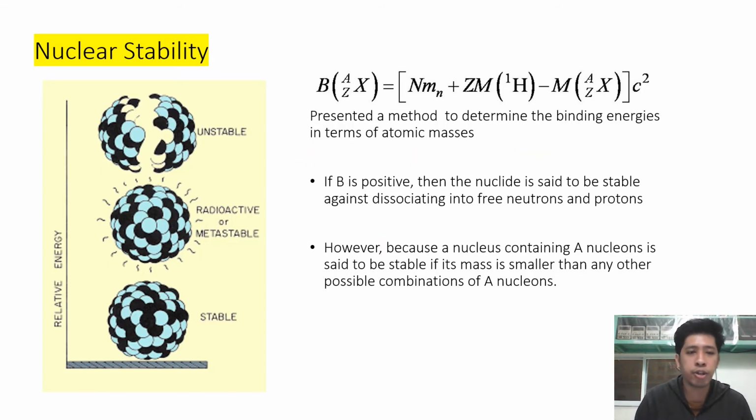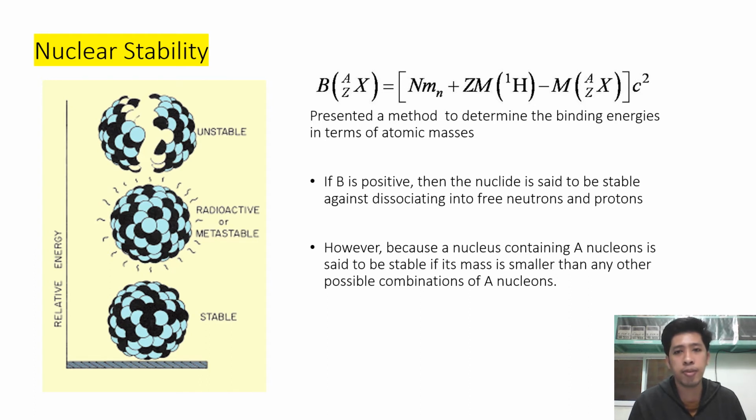Now let's talk about your nuclear stability. Your nucleus should be stable, because if not, it may undergo some metastable states, or it may decay, or it may transform from one form into another. And when can you say that your nucleus is stable? Again, you have here your binding energy formula, which presents a method to determine the binding energies in terms of the atomic masses. Your nucleus is stable if B is positive. If B is positive, the nuclide is said to be stable against dissociating into free neutrons and protons.